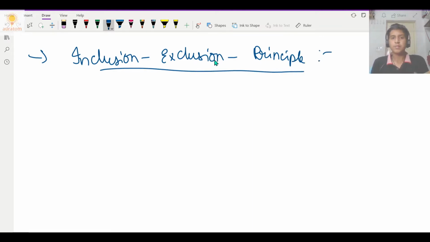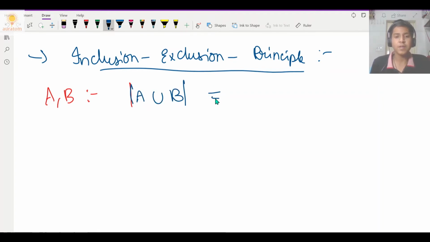Okay, so let me write it down mathematically first, then I will explain it in normal words. So let's define it for two sets A and B. Although you can define it for three or more sets, for the sake of calculus, understanding inclusion exclusion principle for two sets is enough. So for two sets A and B, this states that the cardinality of the set A union B will be equal to the cardinality of the set A plus the cardinality of the set B minus the cardinality of the set A intersection B.